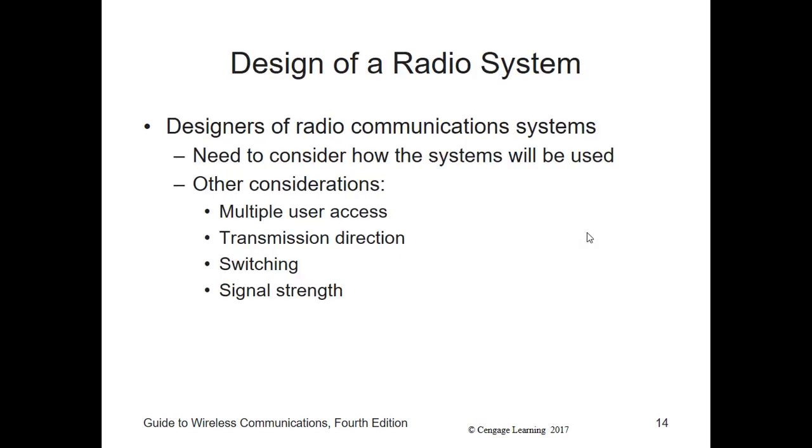We look at the design of the system. We have filters, mixers, amplifiers, and antennas. These are the necessary components of a radio system. But designers also need to consider how the systems are going to be used. So in radio signal broadcasting, it's a little more straightforward, determining the size and location of the antenna, as well as a signal that will be strong enough to cover a specific area.